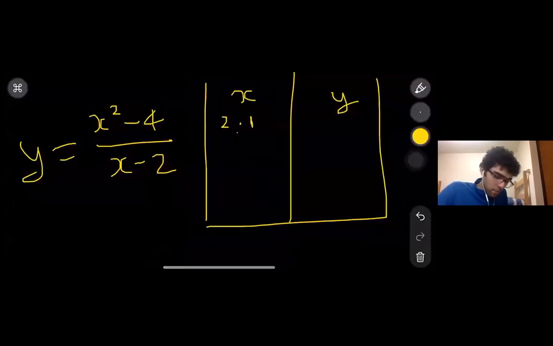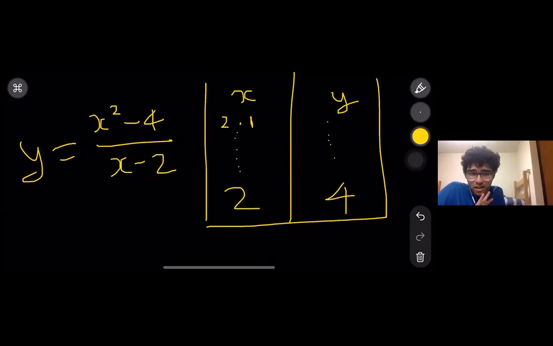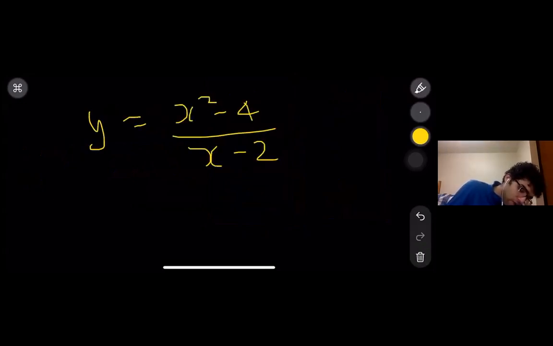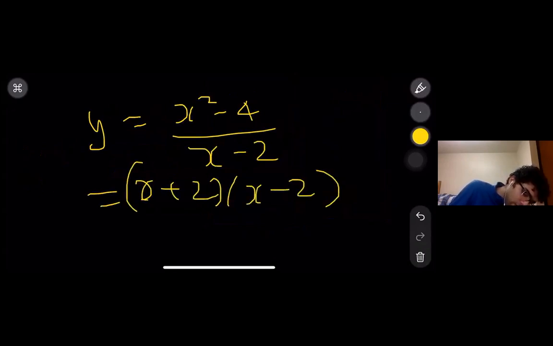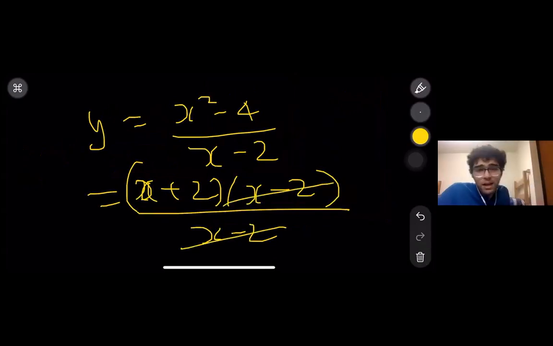Okay. So we see from the code that as x gets closer and closer to 2, y gets closer and closer to 4. Although x will never reach 2, y will never reach 4, it will get close enough. So how do we solve this mathematically? We just have to factorize the numerator. When we have x squared minus 4 divided by x minus 2, we write this as x plus 2 times x minus 2. And then we divide it by x minus 2, and then we cancel these things out. So we have x plus 2 remaining. And now we can easily do x plus 2 as x is approaching 2. It's going to be 4.